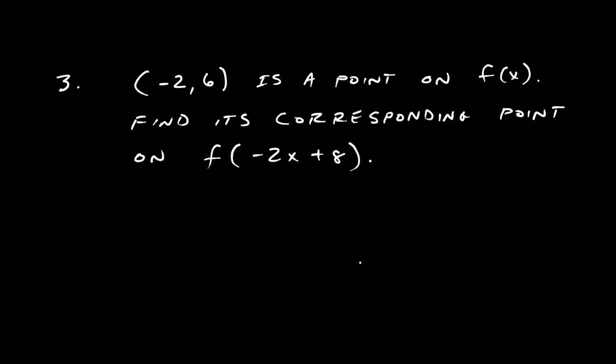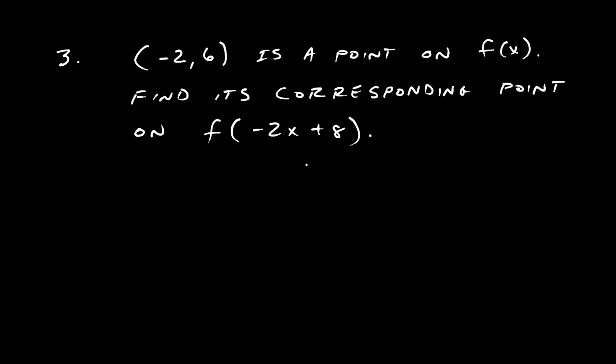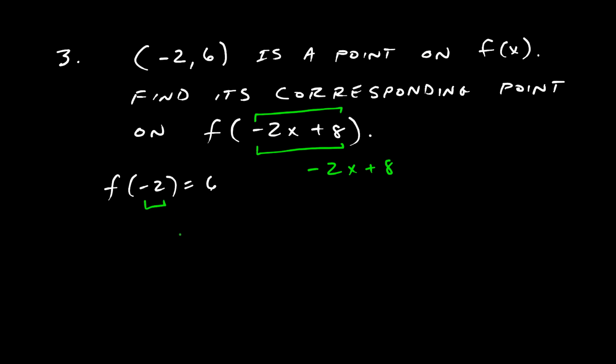Last example. This one just seems like it's not written in the right form. We have negative 2, 6 as the point. So we know f of negative 2 is equal to 6. And we're finding f of negative 2x plus 8. Now notice, for those of you that do transformations by shifts, that it's not in the proper form. It doesn't matter. We can just take negative 2x plus 8 and understand we just need to know what will give us negative 2 as the answer. So we just set it equal to negative 2.